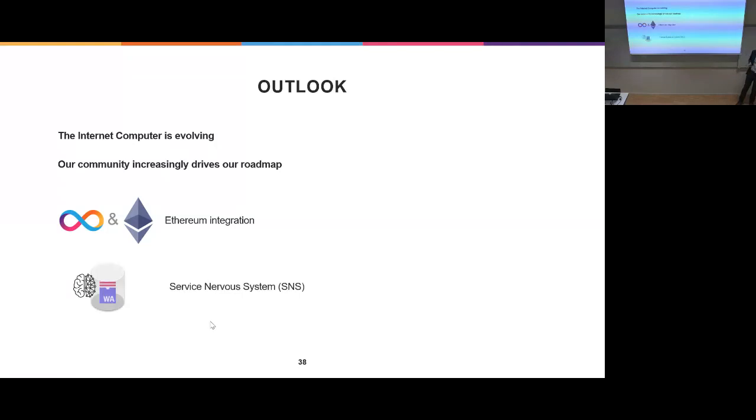And then there's another very interesting feature. It's the Service Nervous System, SNS. Essentially, the SNS is an NNS, a network nervous system that I explained earlier for the governance, in a box or in a canister that you can take, customize, and deploy for your decentralized app that you're building. So it takes decentralization one step further. We now have 3 layers of decentralization if we deploy this.